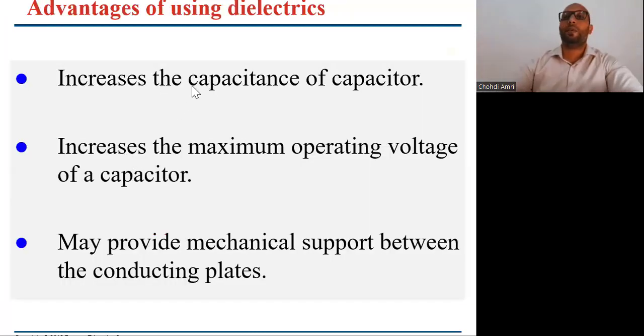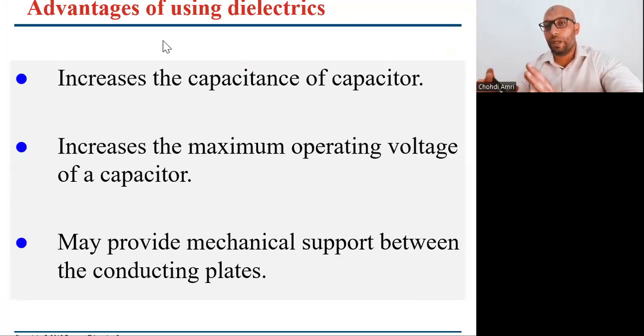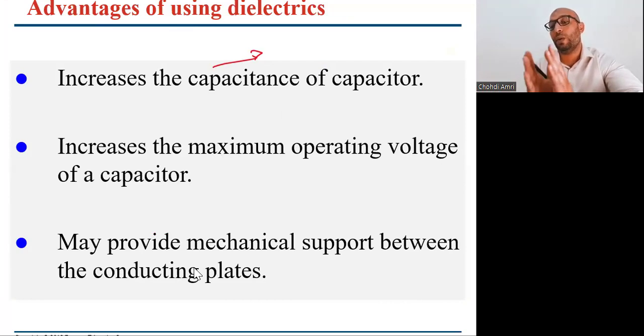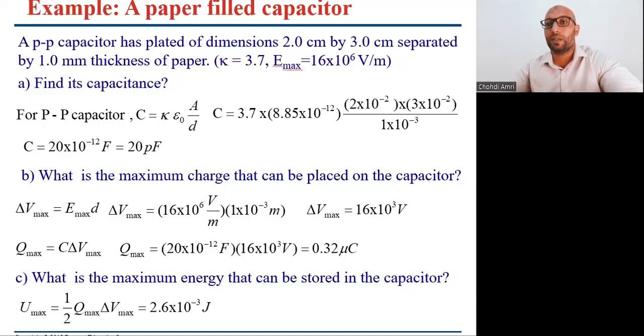So let me summarize here. When the dielectric is inserted between the two parallel plates of the capacitor, the capacitance increases. And there is an increase for the maximum operating voltage of the capacitor, Vmax. And it also can provide mechanical support between the conducting plates because there is no vacuum between the plates. So when we add the dielectric between the plates, there is a mechanical support to these two plates. Okay, now let's move to the applications of these formulas.